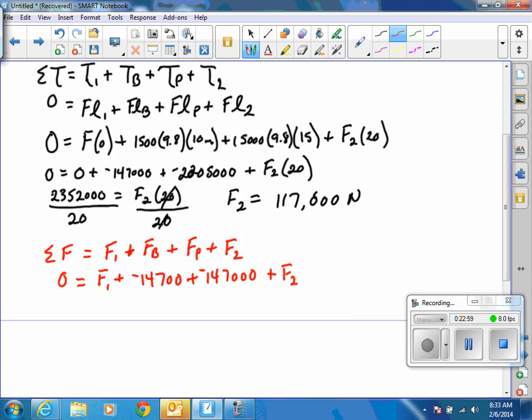And I don't know why I just put F2 there. Hold on. Then you have to place in F2, which we got up here, and that's a positive 117,600. And then when you add all these things together and take it to the other side, it ends up being a negative 44,100, but when you flip it to the other side, it becomes positive 44,100 newtons. Right.